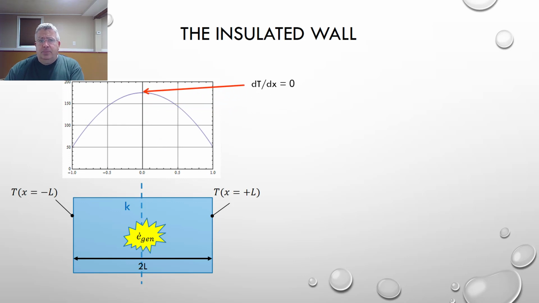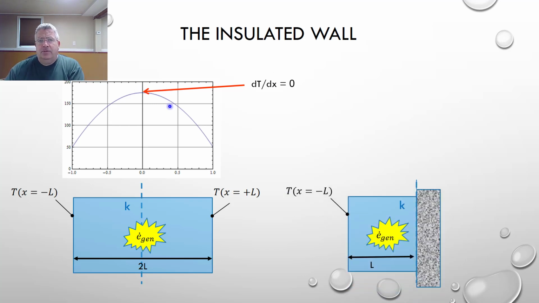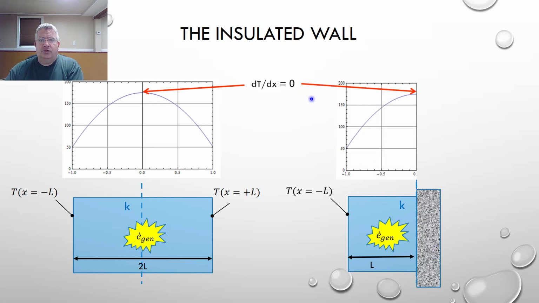Well, now this is where dT/dx equals 0, and if dT/dx equals 0, that means the heat rate, which is Q dot equals minus kA dT/dx, is 0, so there's no heat passing across this boundary. If there's no heat crossing this boundary, it would act like an insulated wall. So the solution for a wall with energy generation where one half is insulated is really just half of this solution that we've just looked at.